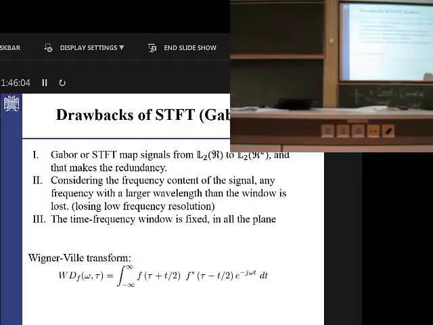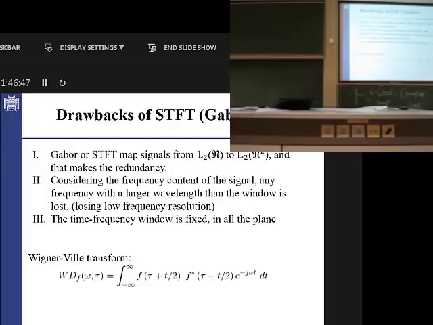Another issue is that you are restricted by the time length. Any frequency content of the signal whose wavelength is higher than the time window that we use for the STFT and Gabor will be lost, because we have localization which is fixed in time. If you have a lower frequency, it needs a wavelength higher than that window, and that will not be seen by the Gabor or STFT. That's the second issue.